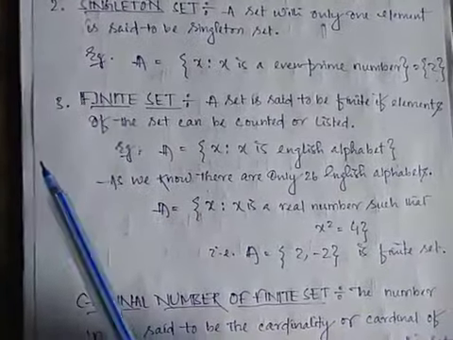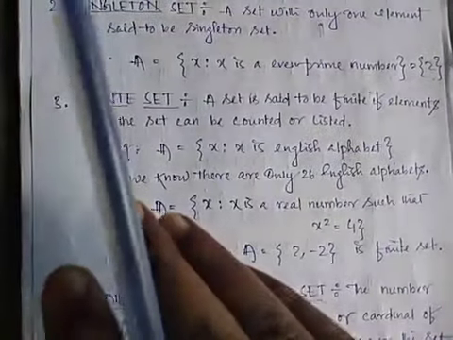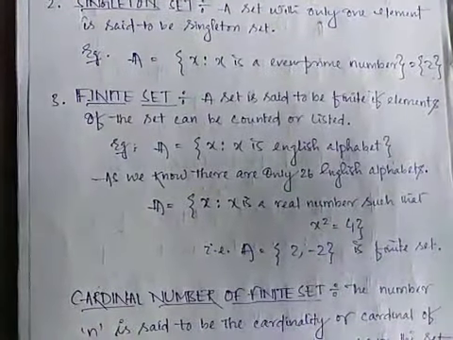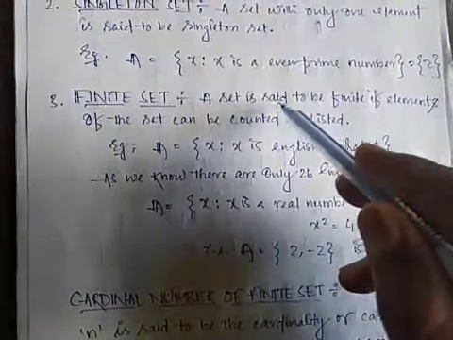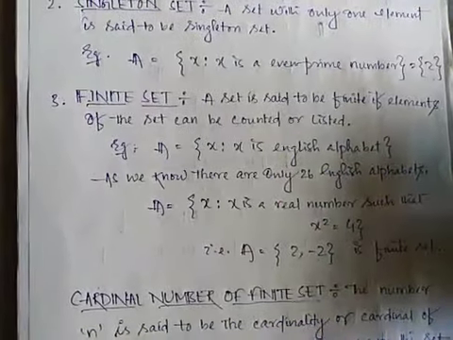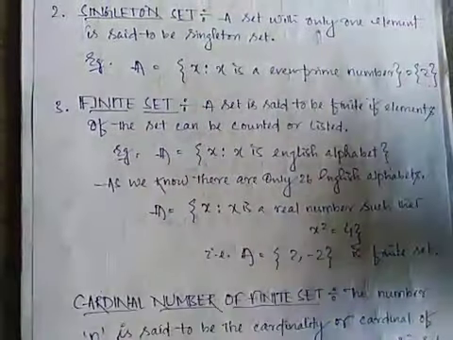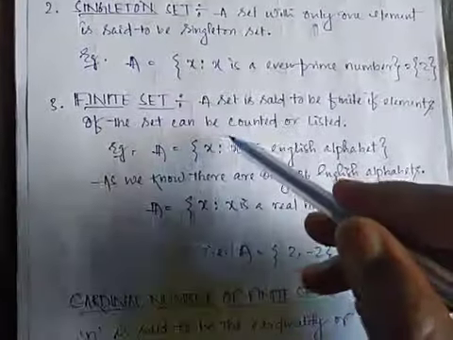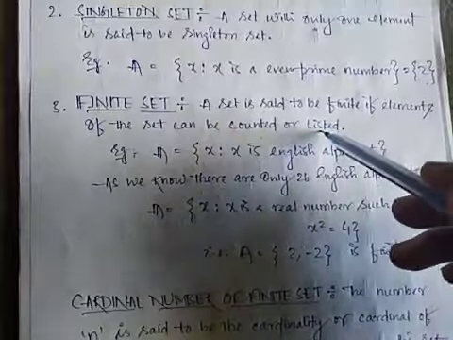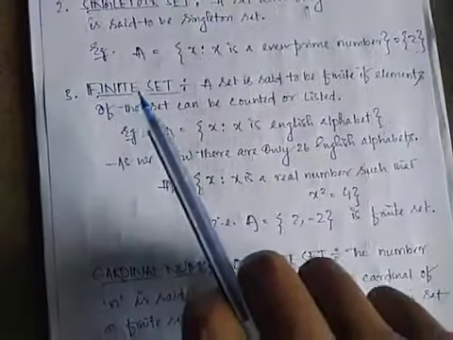Next, finite set. What do you mean by finite? Finite means there is going to be an end somewhere, you can see. So here also the same. If you count the number of elements of the set and it is going to end, then that type of set is called a finite set. That means if the elements of the set can be counted or listed, that type of set is a finite set. Here I am giving one example.